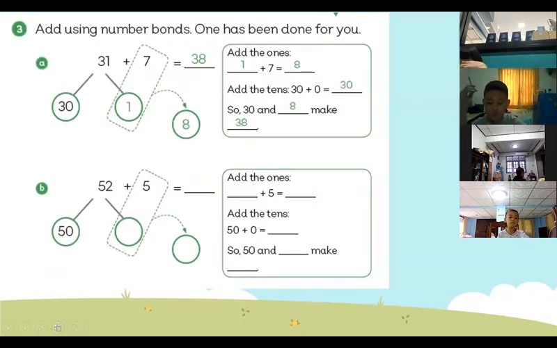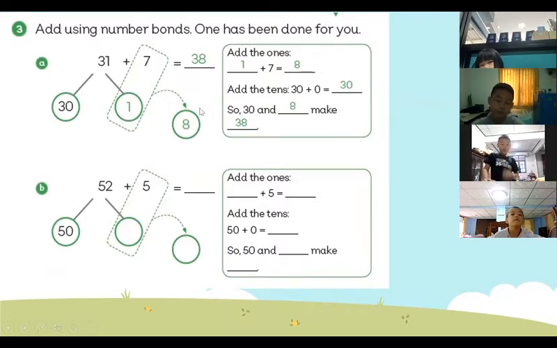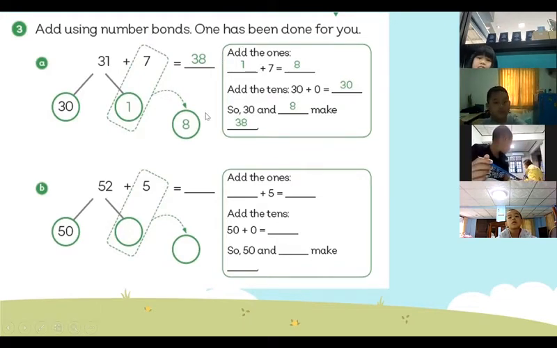Page 90. So let's look at A. We're going to look at A as the example. So A is 31 plus 7. 31 is made up of 30 and 1. So first we add the 1. So 1 plus 7 equals 8. And 30 plus 8 equals 38. Our note says 1 plus 7 equals 8. Add the 10, so 30 plus 0, because there's no 10 in 7, equals 30. So 30 and 8 make 38.